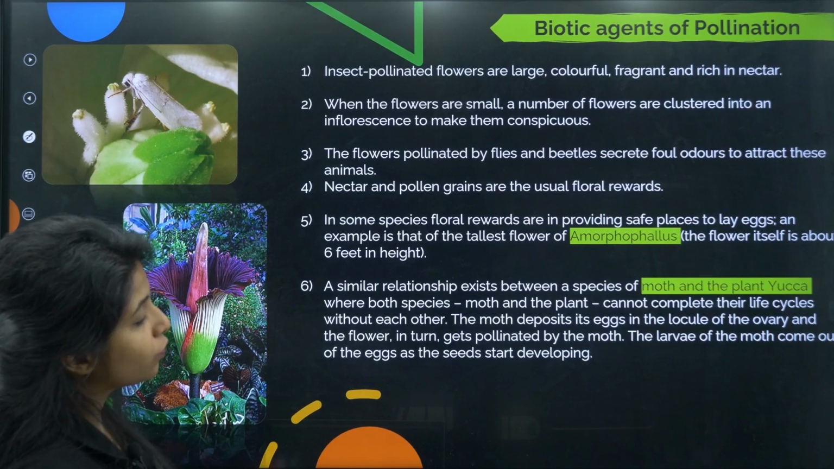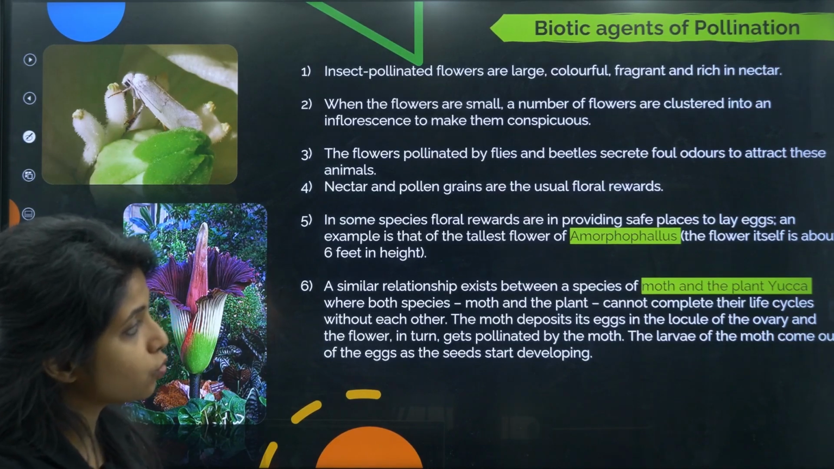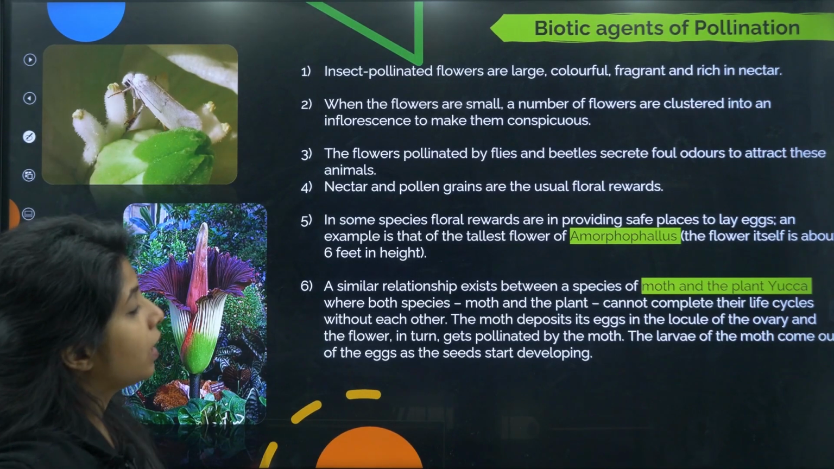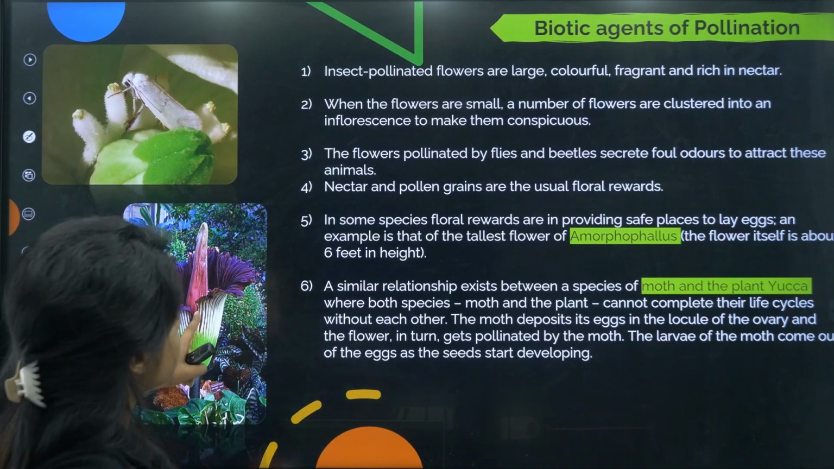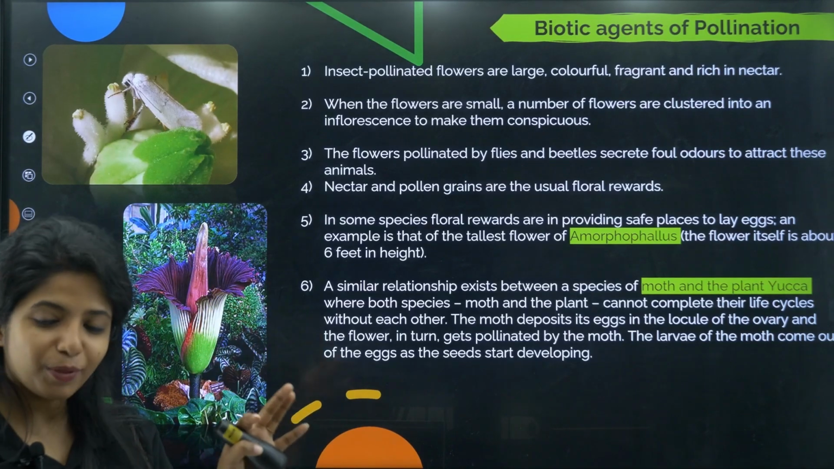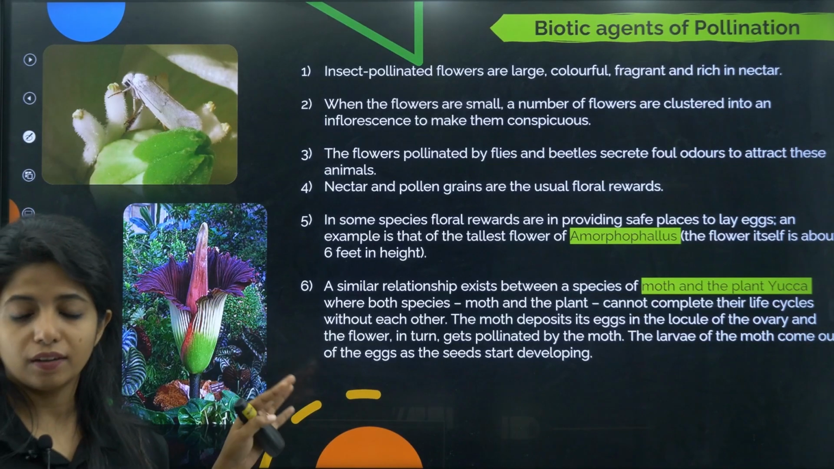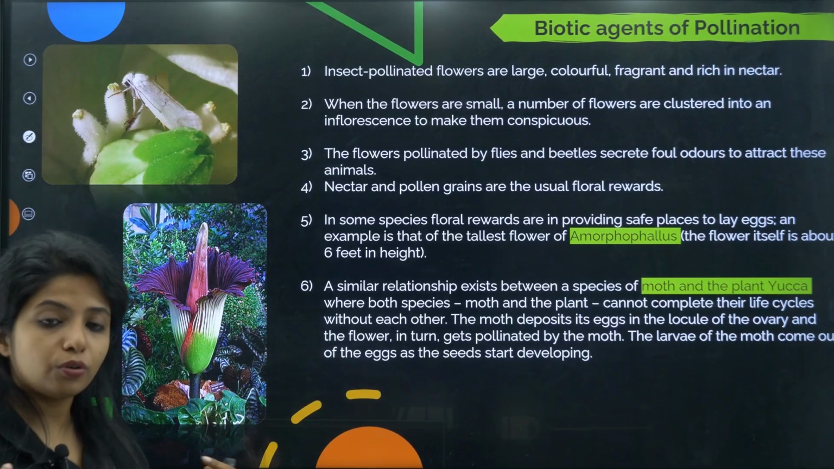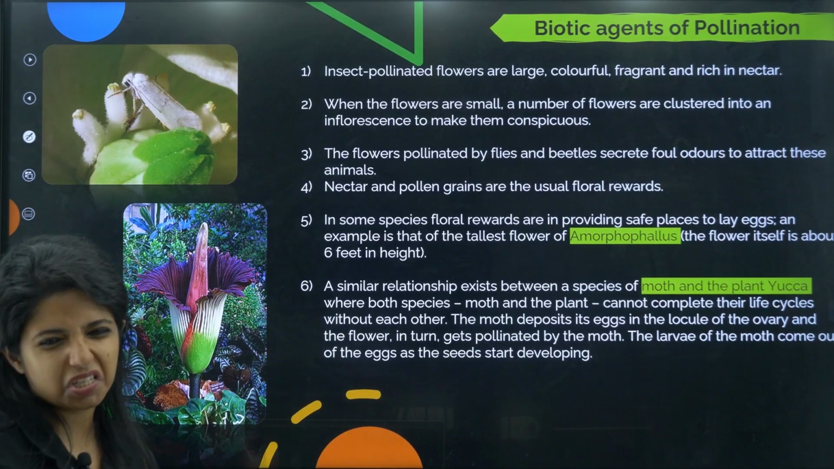Now in some species, floral rewards are in providing safe space to lay eggs. An example is the tallest flower, Amorphophallus. This is the Amorphophallus flower. What is happening? Instead of giving nectar and all, they say, you come here. You lay your egg only here. If you lay your egg here, you can grow. I'm providing you a safe space, but please take my pollen grains.